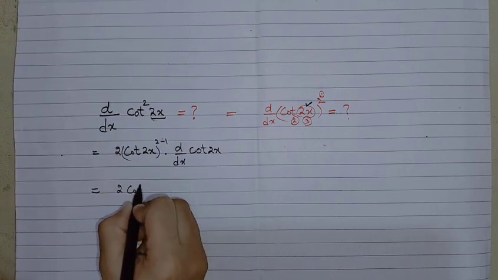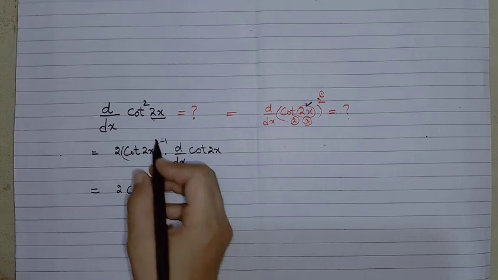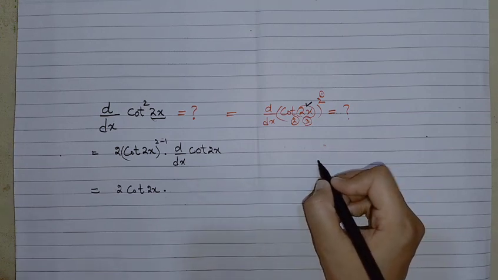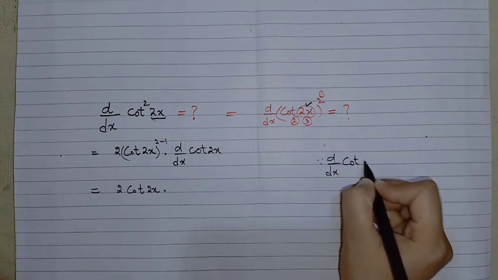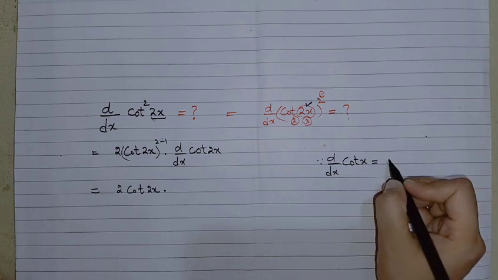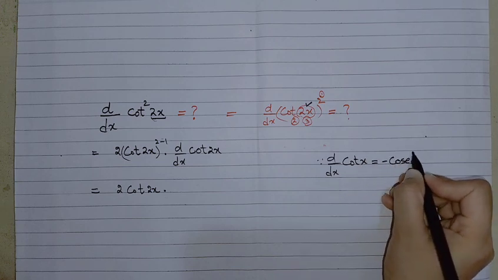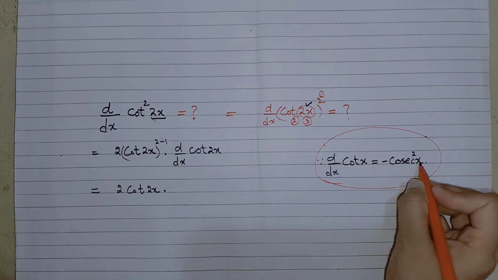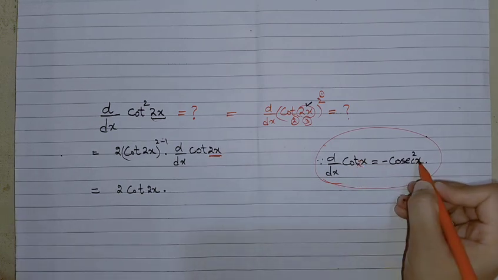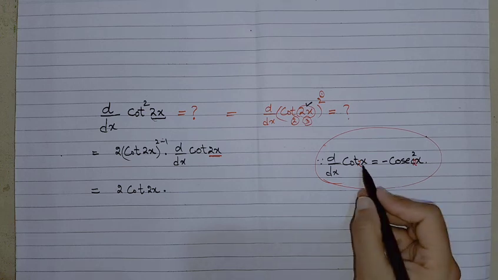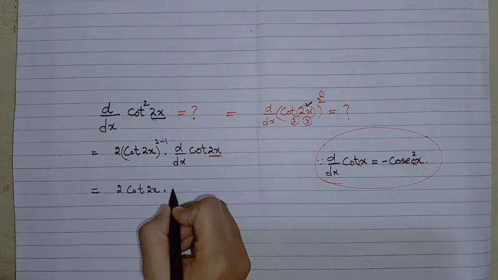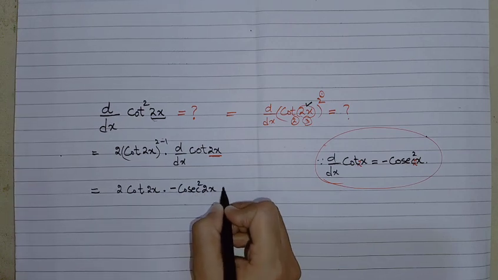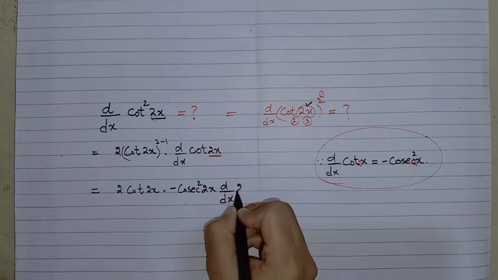Okay, 2 cot 2x power 1, do not write it here. The derivative of cot 2x is like the derivative of cot x, which is equal to minus cosecant square x. But here we have 2x, so the angle is 2x. Never make the mistake of writing just x here. Whatever angle we have, you have to consider that, so it becomes minus cosecant square 2x, and the derivative of the internal function, which is 2x.